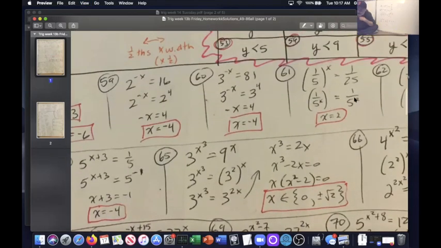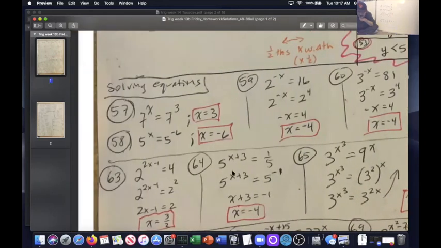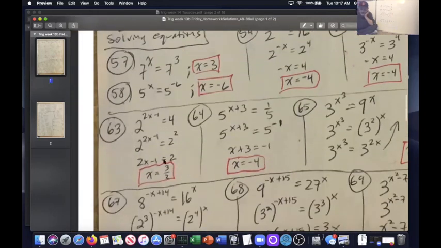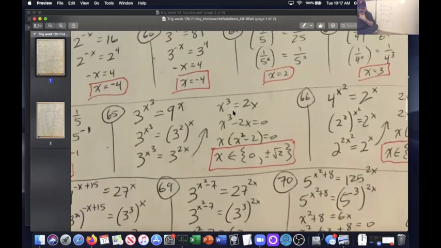Okay, and in 61, again, very similar. Now you want to get based upon the base of 5. And then 63, you want to convert to the base 2, and then you can put the exponents equal to each other. Same thing with 65. You want to convert to the base 3, and then you can put the exponents equal to each other, which in this case, for 65, you wound up with a cubic.